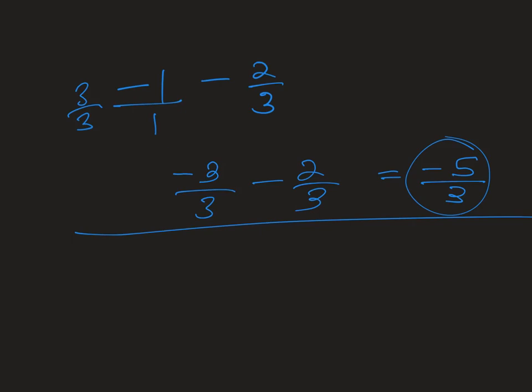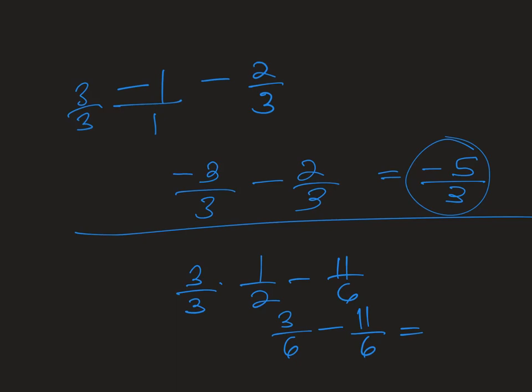Now, what happens when you have problems like 1 over 2 minus 11 over 6? So we have to watch the signs. We have to still find a common denominator. So we multiply by 3 over 3. And so we have 3 over 6 minus 11 over 6. So you just say, what is 3 minus 11?